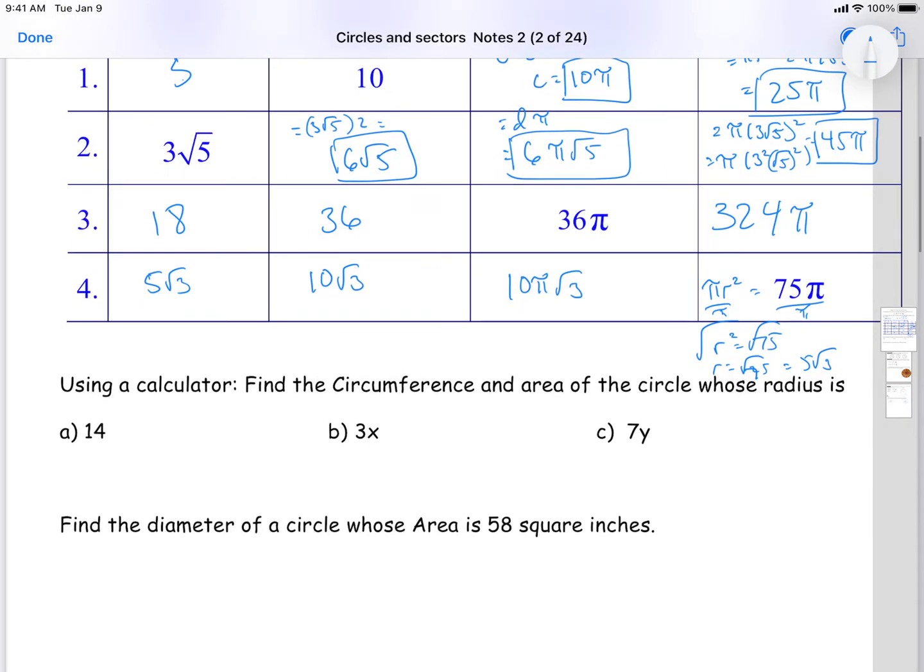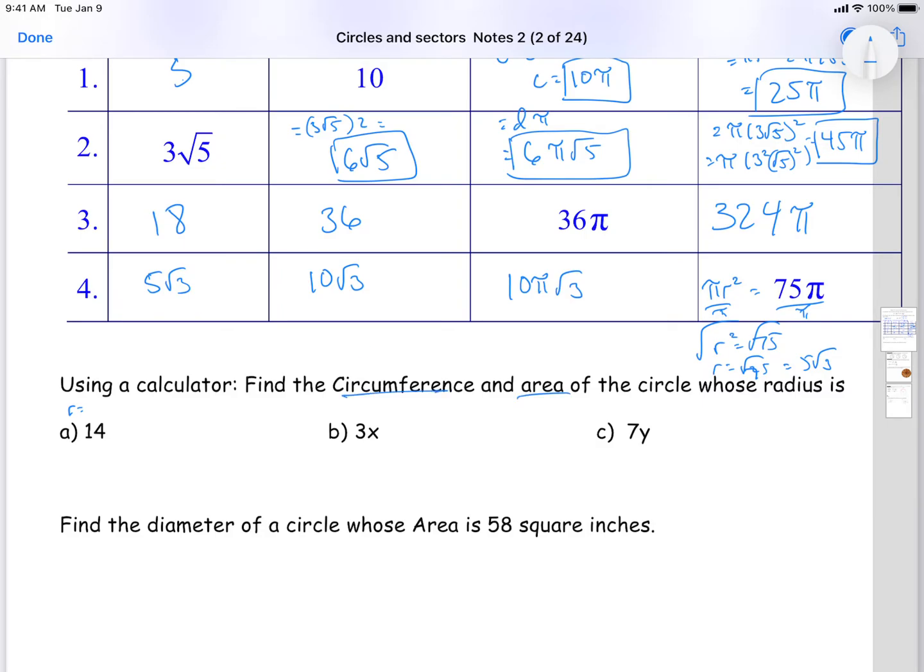Using a calculator, find the circumference and the area of a circle whose radius is these three, so A, B, C. So we're going to do this one together. Again, it wants us to use a calculator because it wants to give us approximations. I don't like using approximations. I'm going to use exact values. So this tells me that r is equal to 14. And all it wants is the circumference and area.